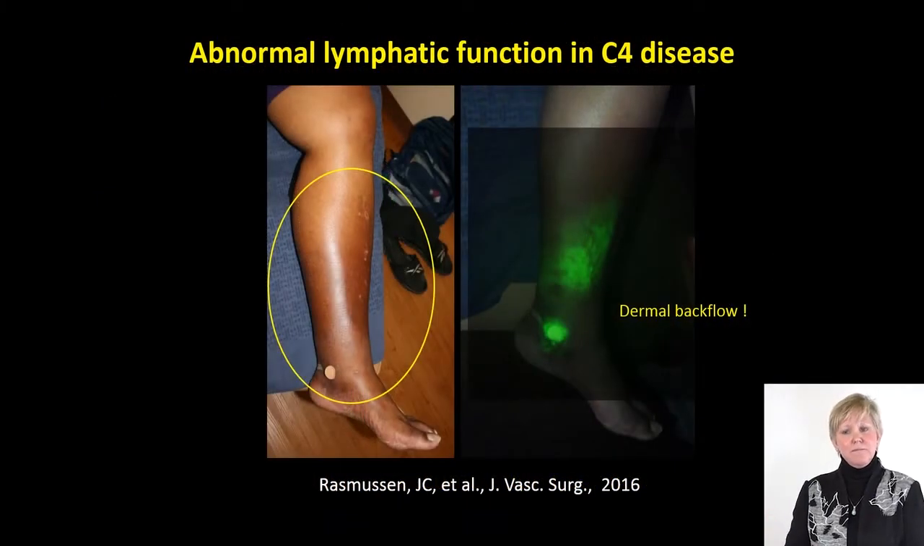This is a picture of a person with venous insufficiency. He's an early stage, no vascular wound, an injection at the ankle, and you see there's dermal backflow. Not what you see in normal subjects, the healthy subjects without venous disease.